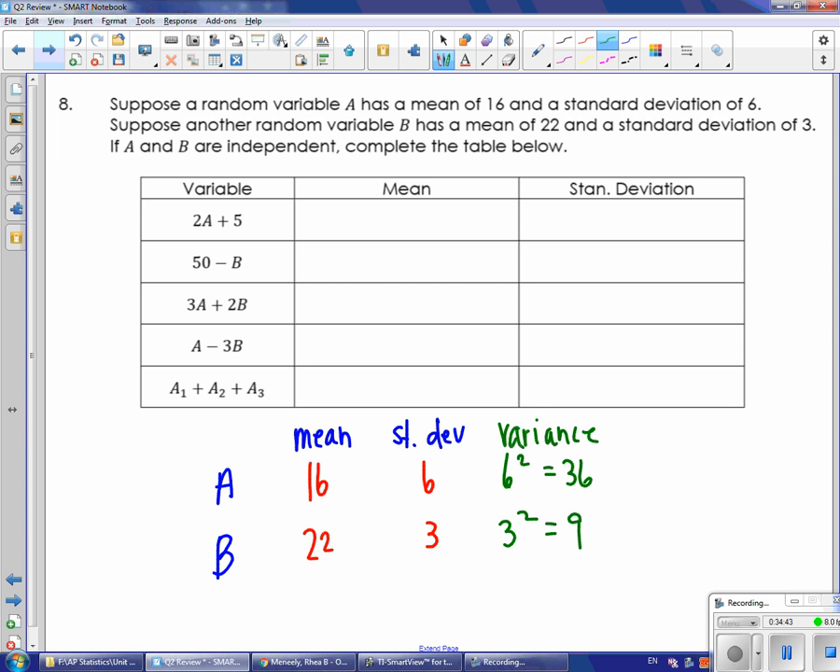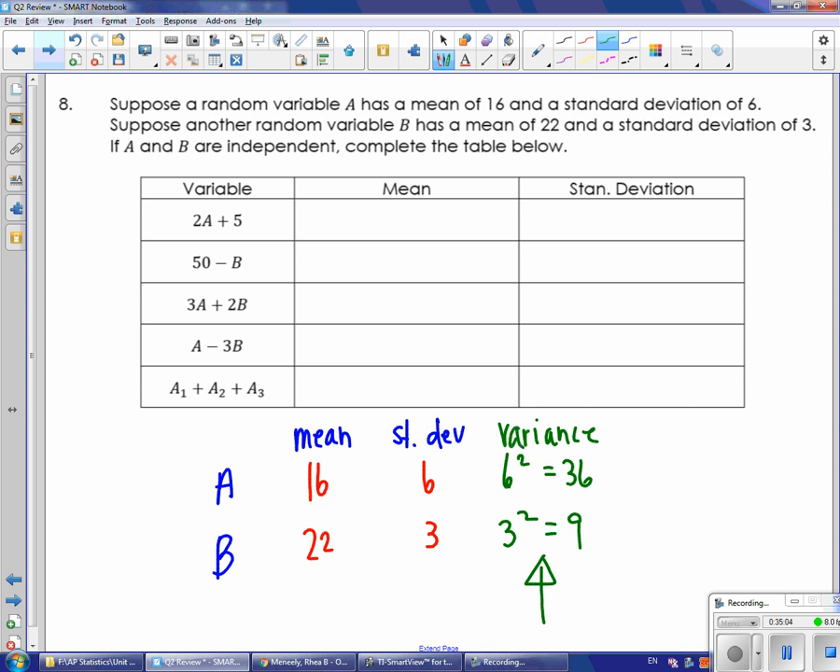Okay. And when you're just dealing with a transformation like multiplying or adding a single value or a single number, you don't actually need to use the variance. You can just deal with the standard deviation alone. But as soon as you're adding two random variables together or subtracting two random variables together, you must work through the variance to come up with the standard deviation.